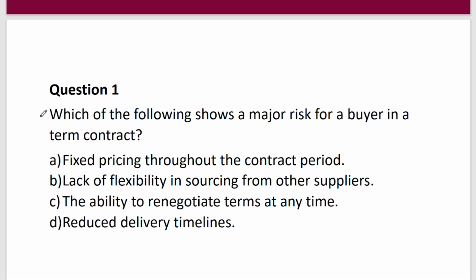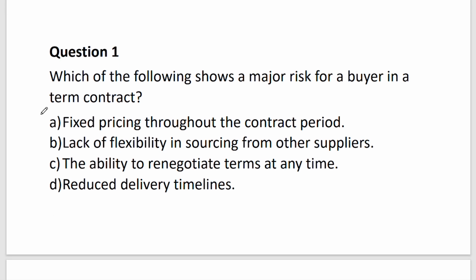Meaning what? In this case, which of the following shows a major risk for a buyer in a fixed term contract? So remember, we talked about advantages and now we're talking about disadvantages, right? So which of the following shows a major risk for a buyer in a term contract? Fixed pricing throughout the contract. No, we didn't say that. Lack of flexibility in sourcing for other suppliers. That's pretty much the thing. You are locked into that contract for that particular time frame. So it's lack of flexibility.